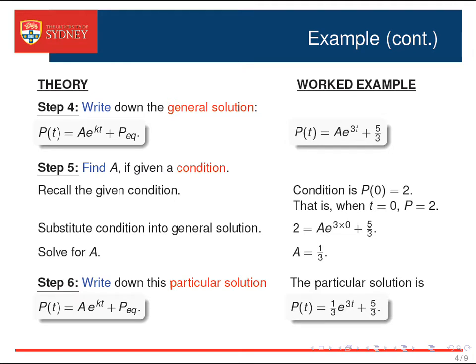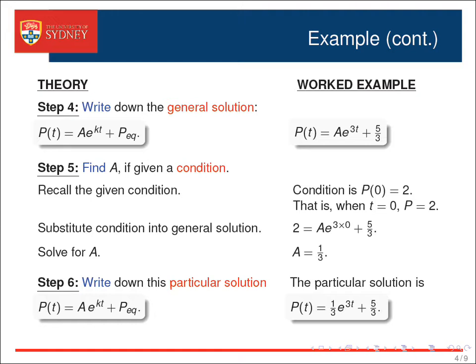The final step is to substitute the constant into the general solution, which gives us the particular solution. For our example, the particular solution is therefore p of t is equal to a third times e to the 3t plus the equilibrium solution 5 on 3.